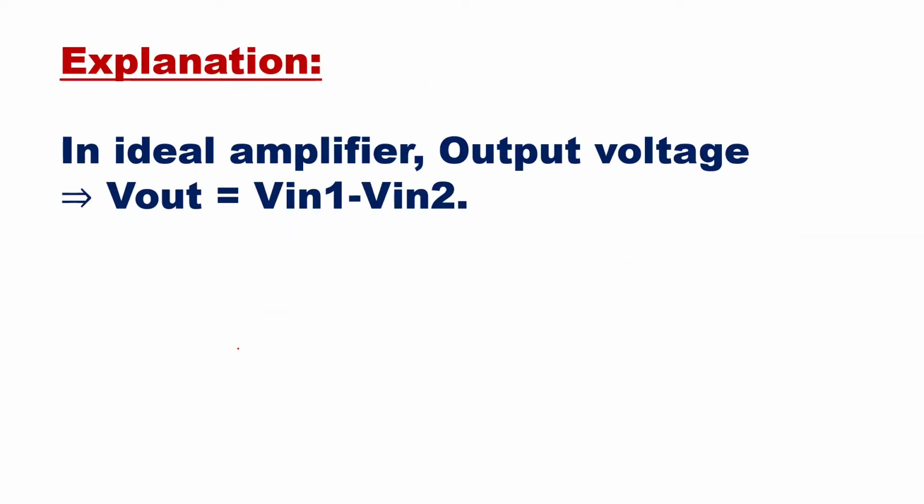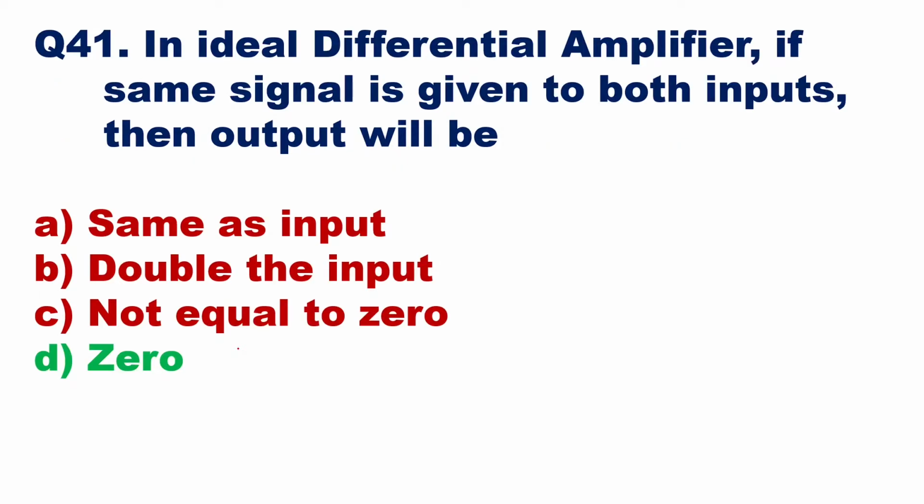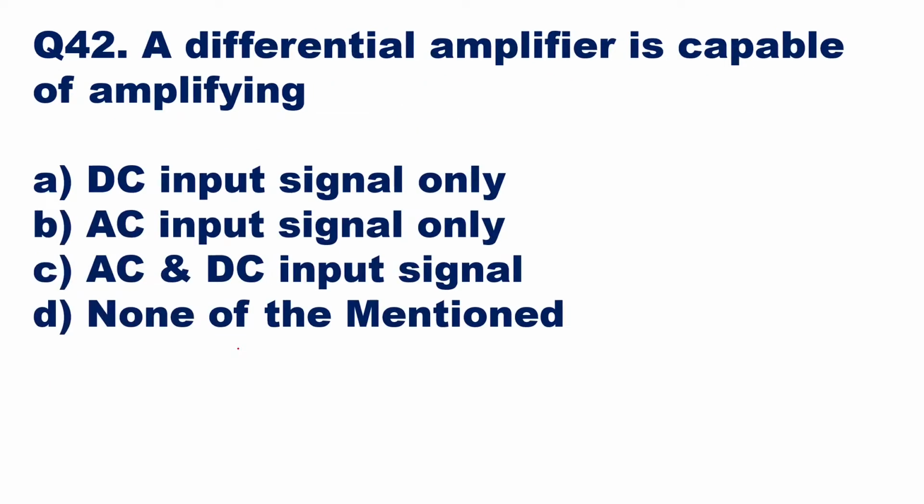In the explanation, we can also remember this. In an ideal amplifier, the output V out is the algebraic difference between the two inputs, and when both the inputs are the same, the output will be 0. So here you can see option D, 0, is the right answer for this question. Then we'll go to the next question, question number 42.